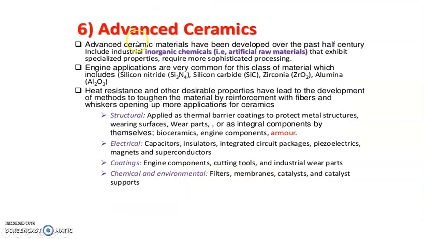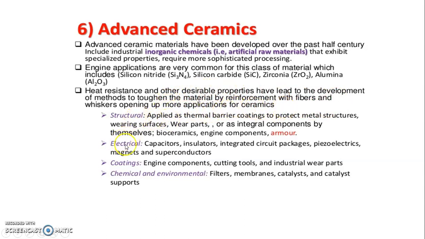Then advanced ceramic materials have been developed over the past half century. They include the industrial inorganic ceramic chemicals. We already saw that one of the inorganics exhibits specialized properties and requires more sophisticated processing. Engine applications are very common for this class of material, which includes silicon nitride, silicon carbide, zirconia, and alumina. Heat resistance and other desirable properties have led to development of methods to toughen the material by reinforcement with fibers and whiskers, opening up more applications of ceramics.